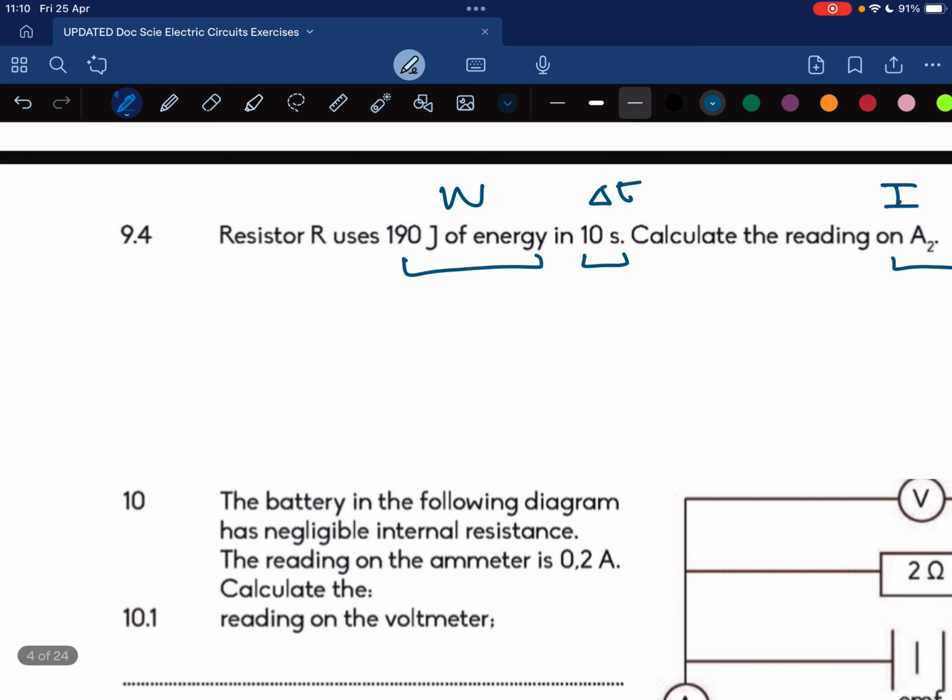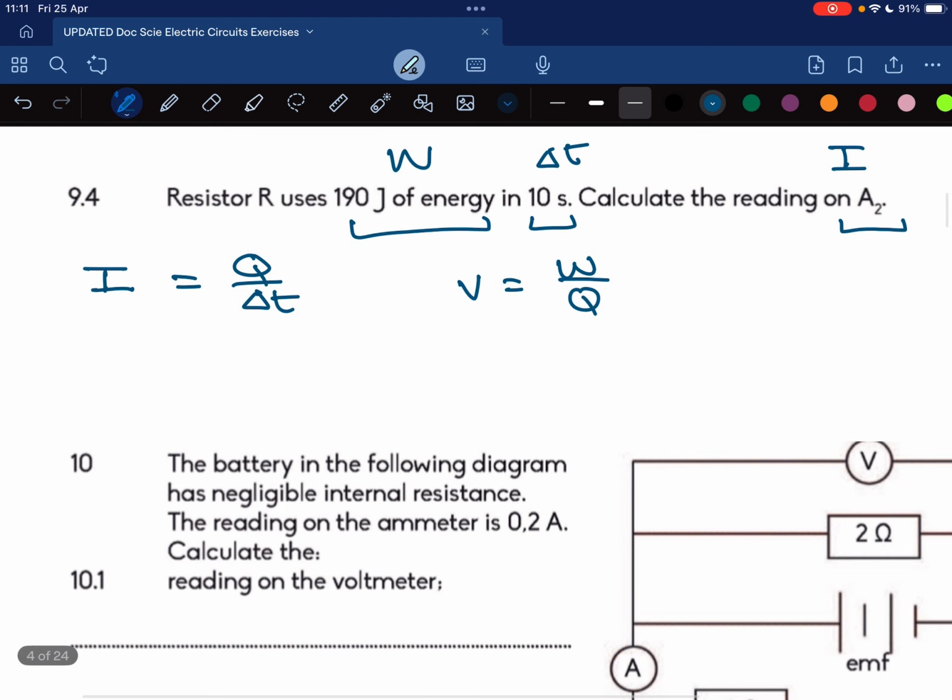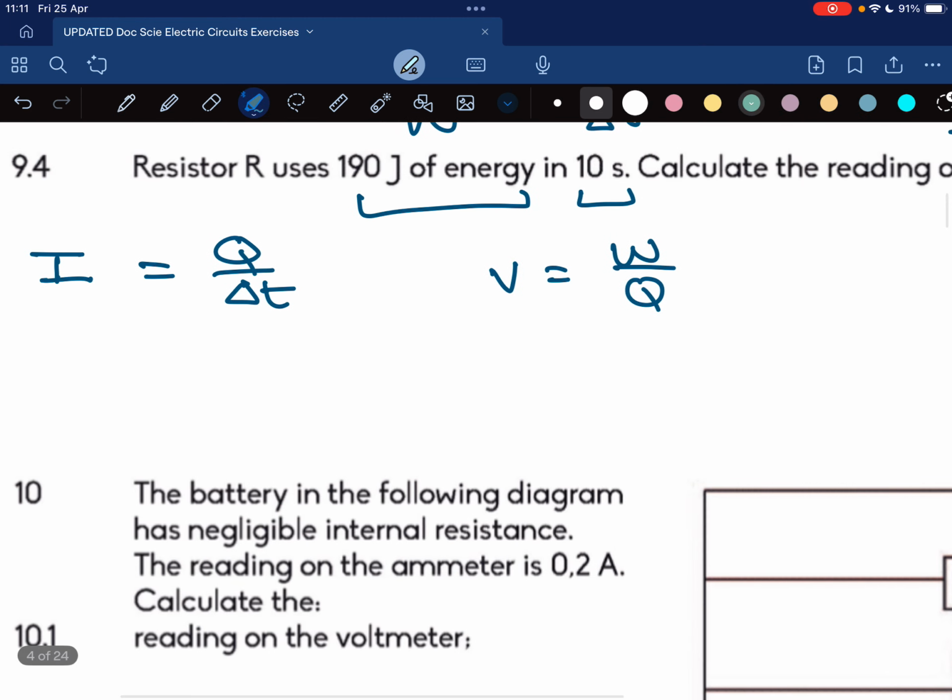Let's write both of them, okay? Don't get confused, just write both formulas. I is equal to Q over delta T, and V is equal to W over Q. But wait a minute. If you notice, surely if I'm talking about one resistor, is the Q not the same? They would be the same.